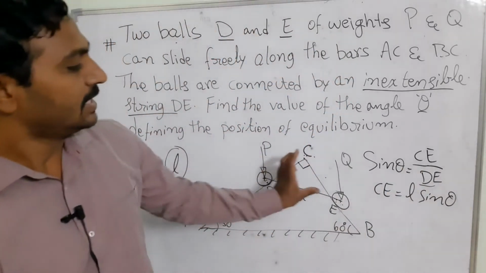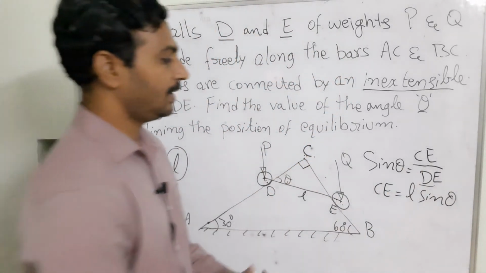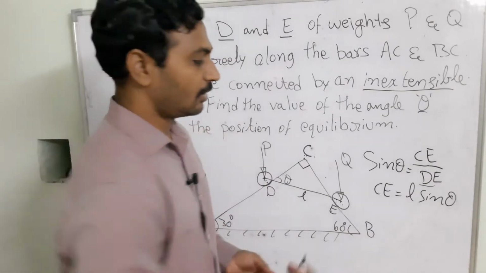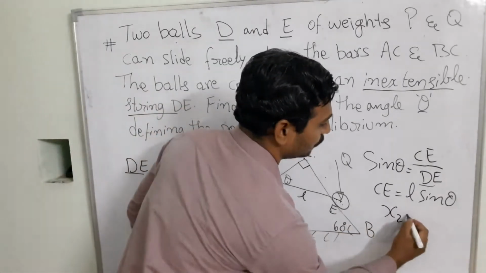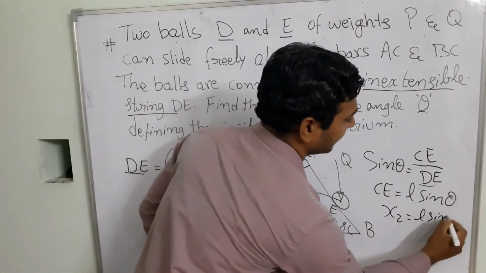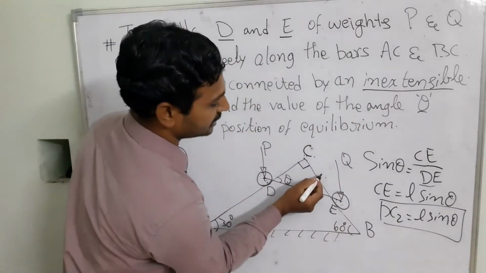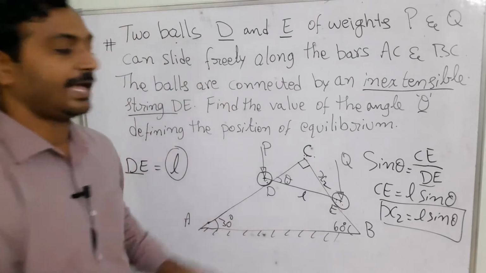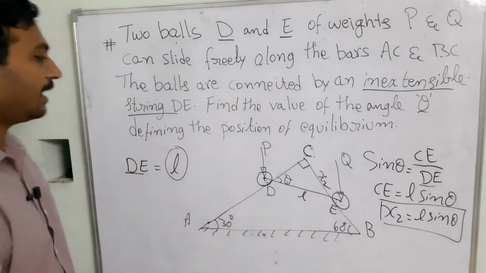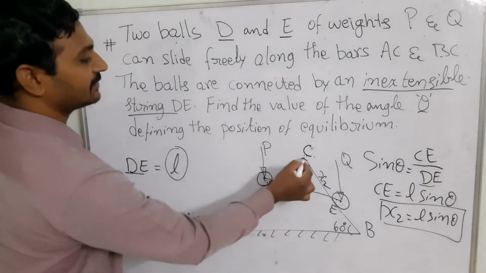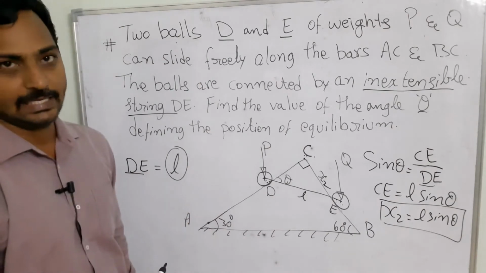At the same time, the CE distance I take as a parameter, x2, is equal to L sine theta. Suppose I have taken the distance between these two to be x2. And similarly we need to calculate the distance between D and C.